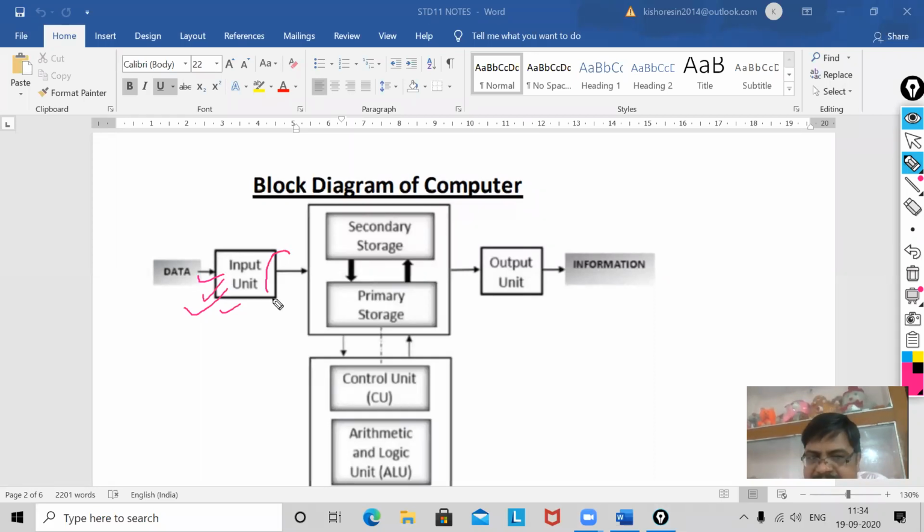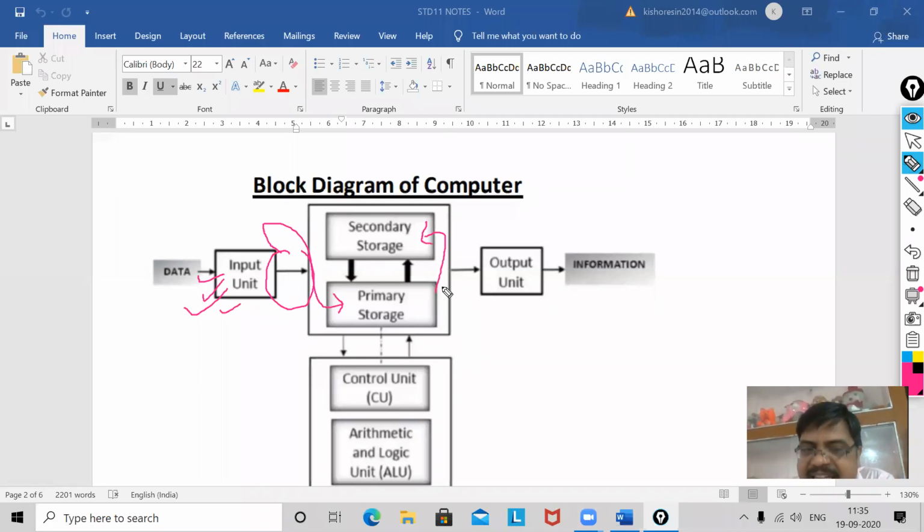Now your data has come, and now where will it go? First of all, it will go to the primary storage, that is the primary memory. Understood? And if this primary memory data has to be stored in the hard disk, then directly it will send the data to the secondary storage, that is the hard disk or pen drive, whatever. But if it has to be processed, like 2 plus 4, a calculation work.